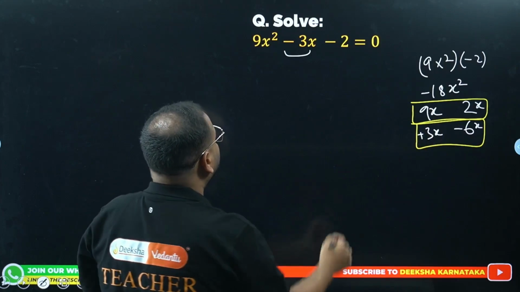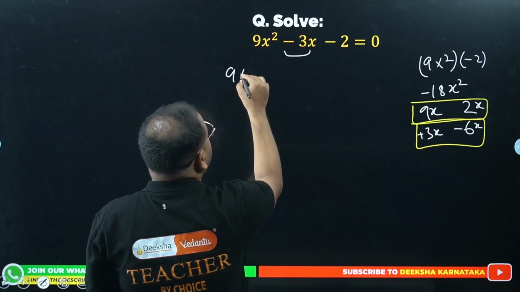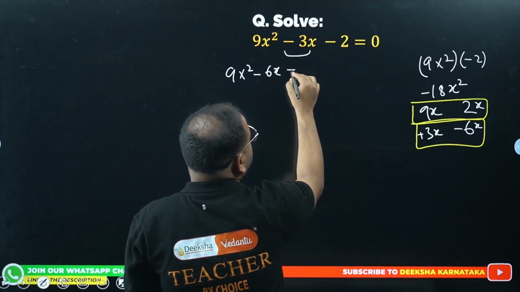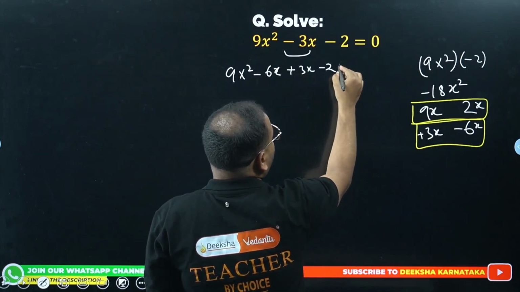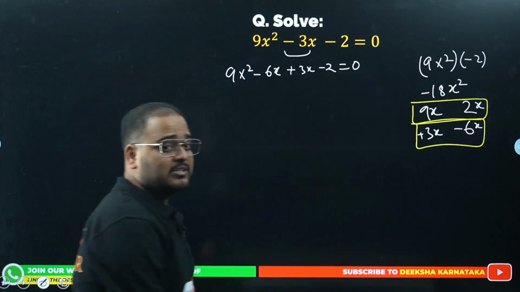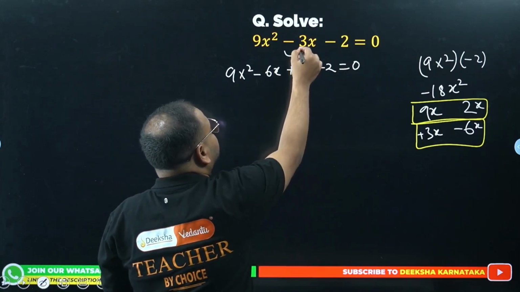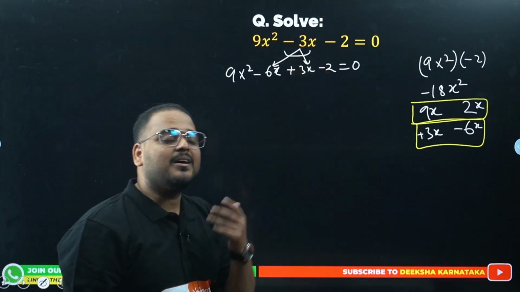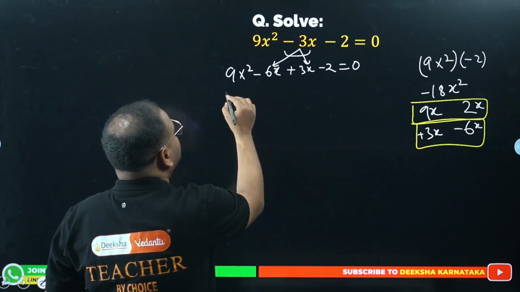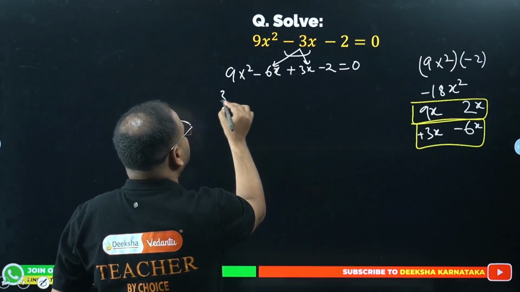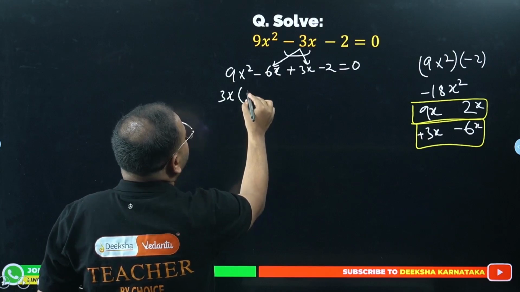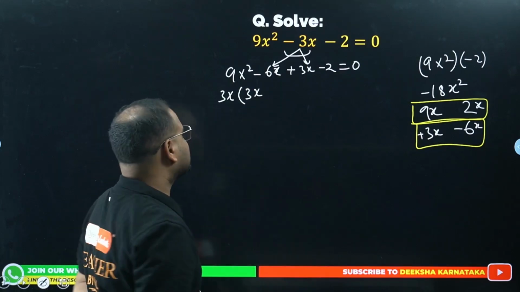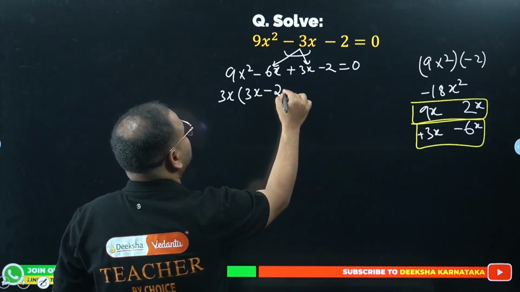So let's check it out here. 9x square minus 6x plus 3x minus 2 is equal to 0. What is done right now? We have split the middle term into 2 terms, right? That's why the name, splitting the middle term. Now what is common here? One x is common, one 3 is common. So 3x, what is left here? 3x, because 3 3 is 9 and x is x square. What is left here? Just 2.